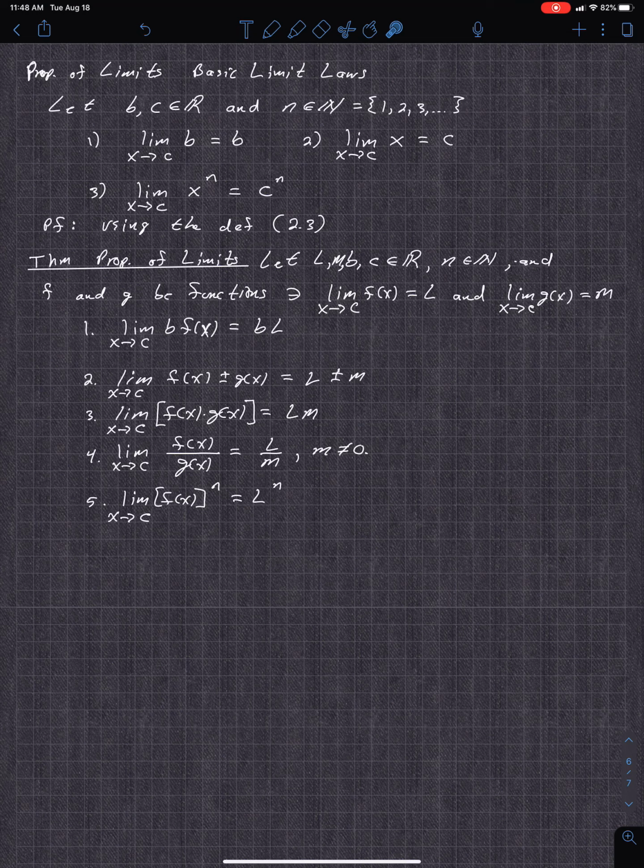Let's let B and C be real numbers, right? Those are reals. And n is a natural number, right? 1, 2, 3, etc. Okay, then these are some of the laws. This is 1 and 2. So the limit of a constant as x approaches c is just the constant. So that's pretty silly, right? That's like the limit of 5 as x approaches 15 is 5. There's nothing to substitute in, so it has to be the same thing.